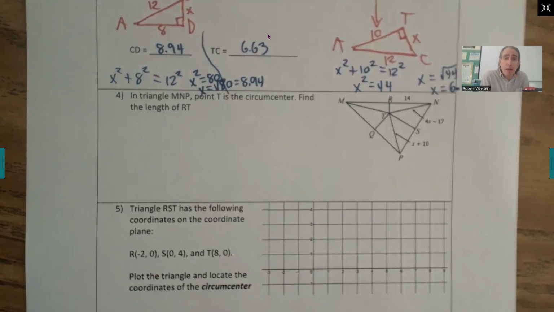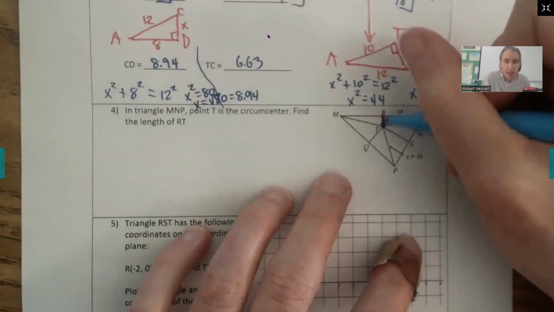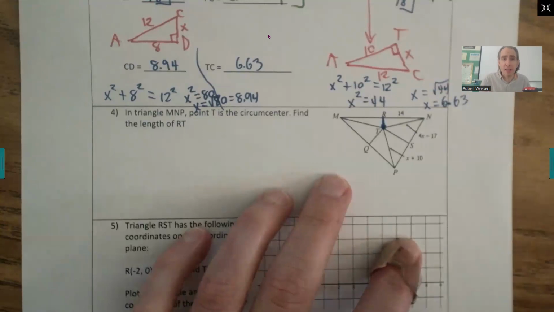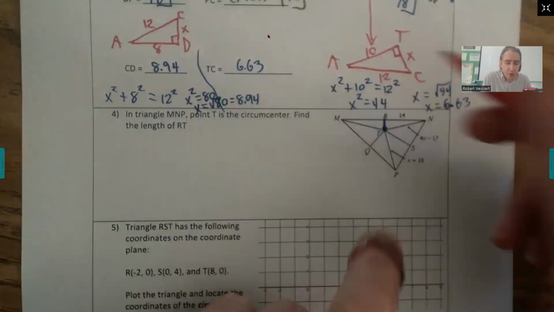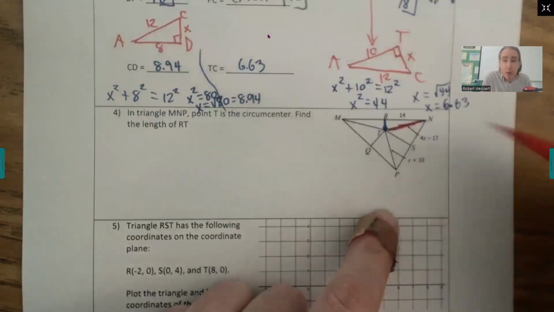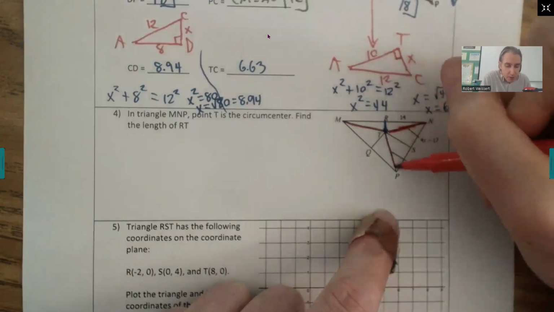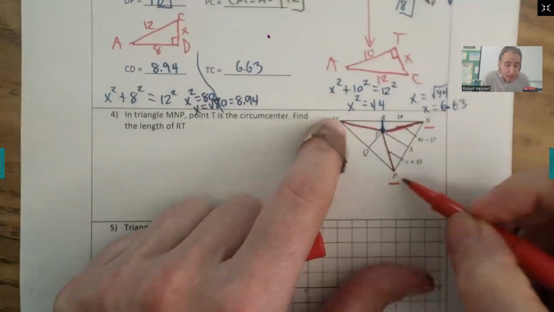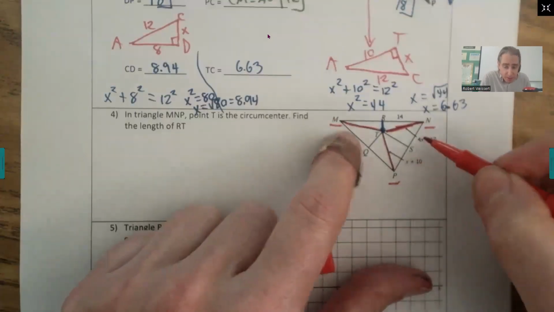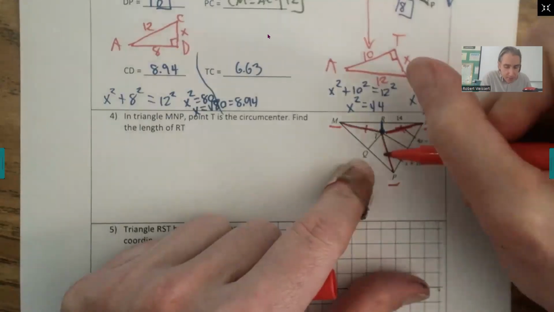Number 4, in triangle MNP, point T is the circumcenter. Find the length of RT. So I want to know this length right there. It says point T is the circumcenter. So here's what I do know. The circumcenter is always going to be equidistant from the vertices of that triangle. So look at point M, N, and P. Those points are all the same distance away from the circumcenter. Those are all the same.